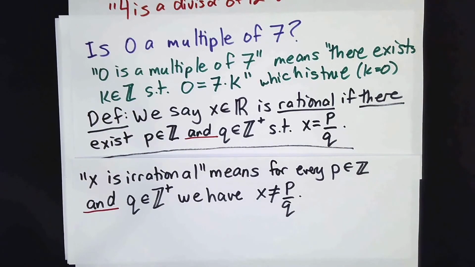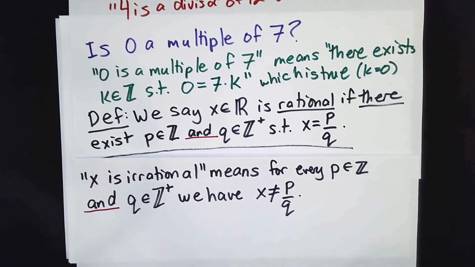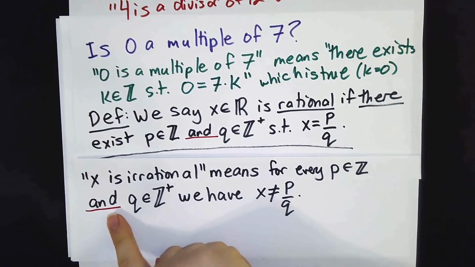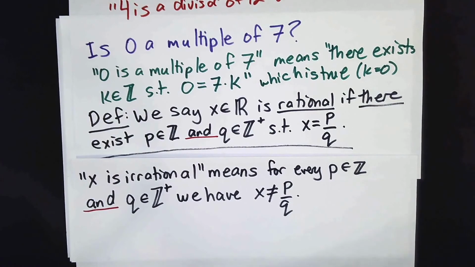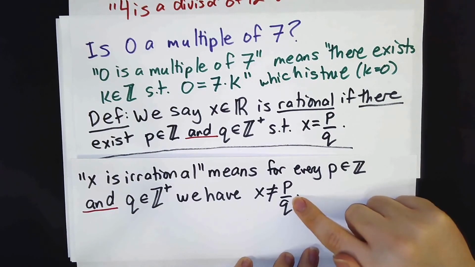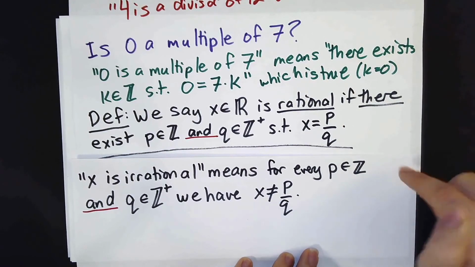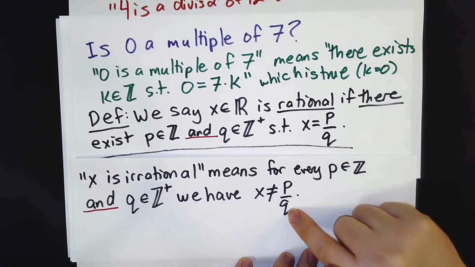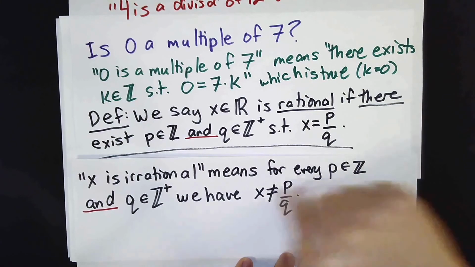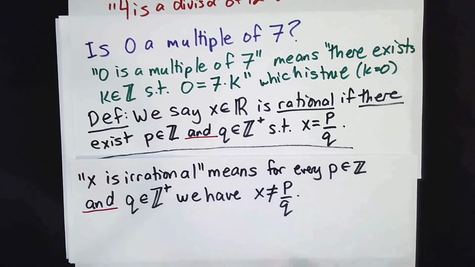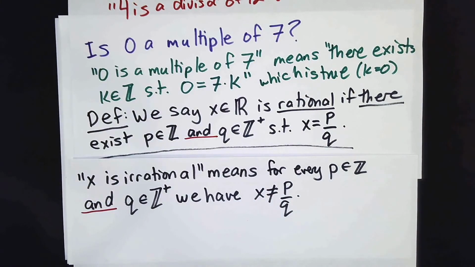Notice you would have a bit of a giveaway if you accidentally did flip this to an or, because the statement you got at the end wouldn't make any sense. Because it would be for every p in Z or q in Z plus, we have this thing, but the or doesn't actually work. I can only take p over q if I know where p is and know where q is. So again, there's a lot of subtleties here.